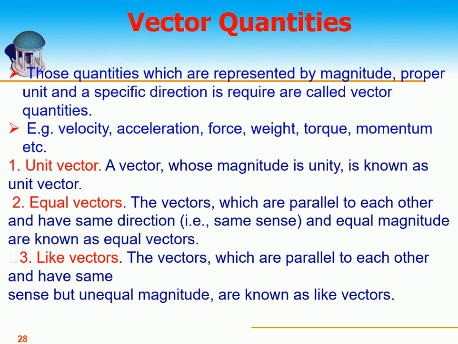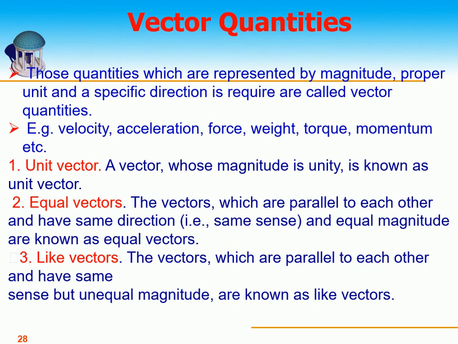Now the other important quantities, which have some challenging aspects, are the vector quantities. Those quantities which need magnitude, of course a proper unit, and a specific direction are called vector quantities. For example, velocity, acceleration, force, weight, torque, momentum. Acceleration is increasing or decreasing, force is push or pull, weight is in the downward direction, torque is clockwise or anti-clockwise, with i, j, k components in three dimensions. Momentum: mass is a scalar quantity and velocity is a vector quantity, and of course momentum will be in the direction of the velocity.